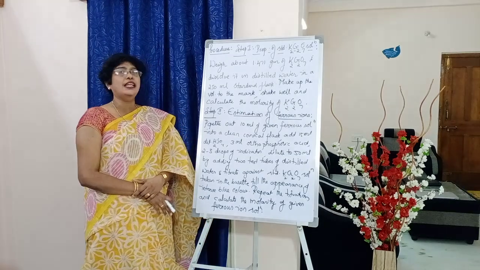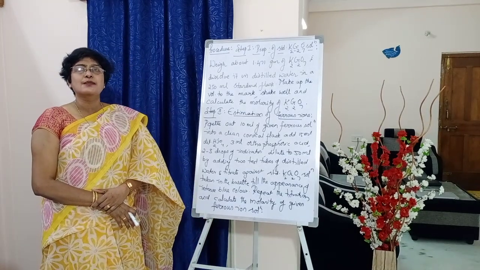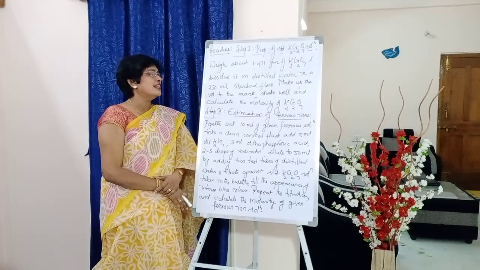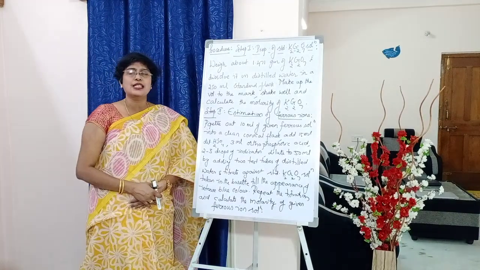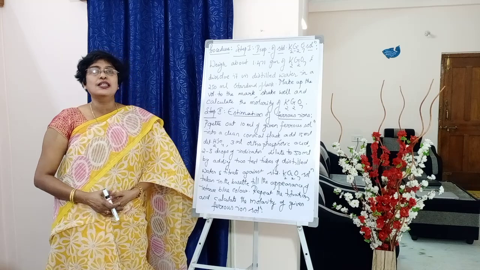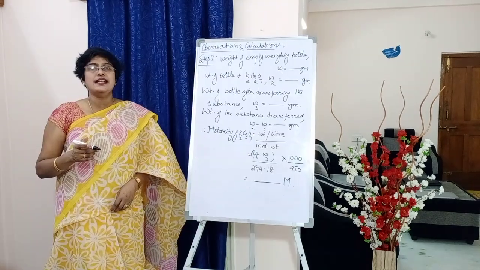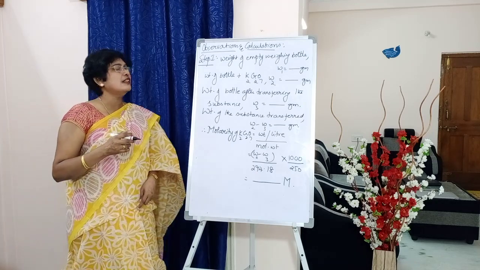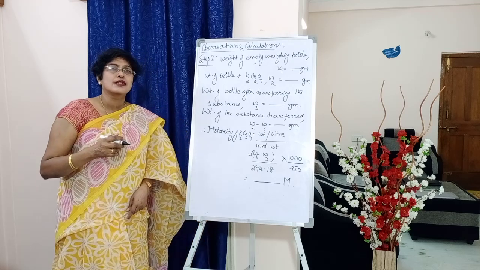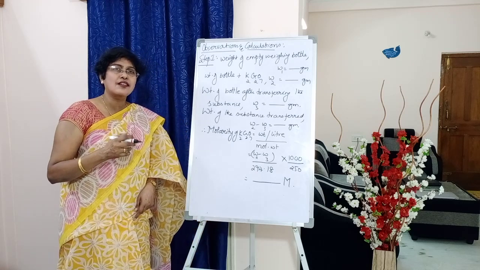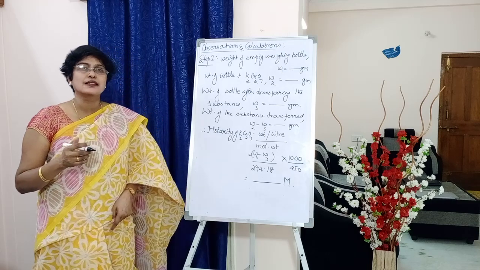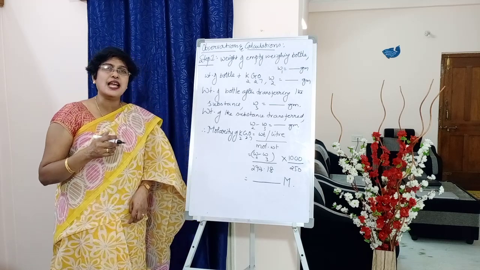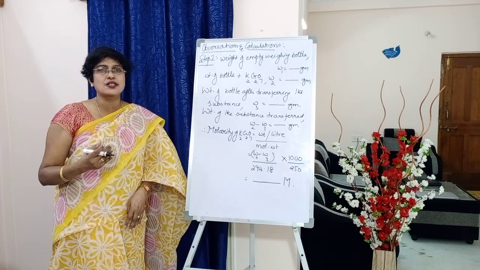So in the procedure we have only 2 steps. Step 1 is preparation of standard K2Cr2O7 solution. Second one is estimation of ferrous ions. After doing the experiment, we will learn to do the calculation part. So put the side heading observations and calculations. Underline it, students. Below that, step 1. Step 1 in the procedure, we have done preparation of standard K2Cr2O7 solution.